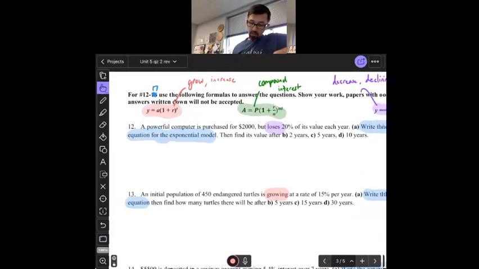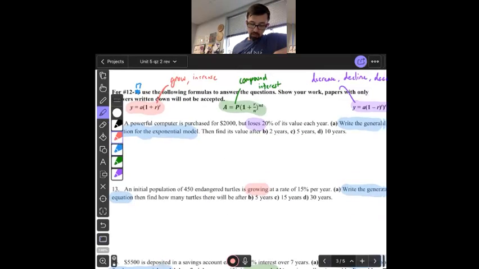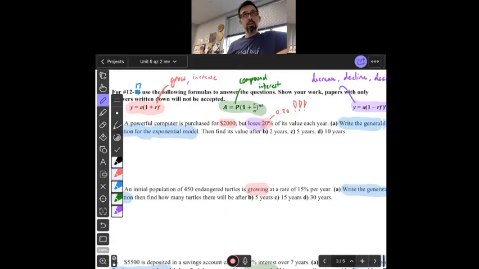Okay? So if I want to write this equation for number 12 here, I need that a value, which is my initial amount, and then that rate. Remember, the rate comes back at us as a decimal. So 20% as a decimal is 0.20. Okay? And this by far is one of the areas where the most common mistake is people not writing their rates correctly.